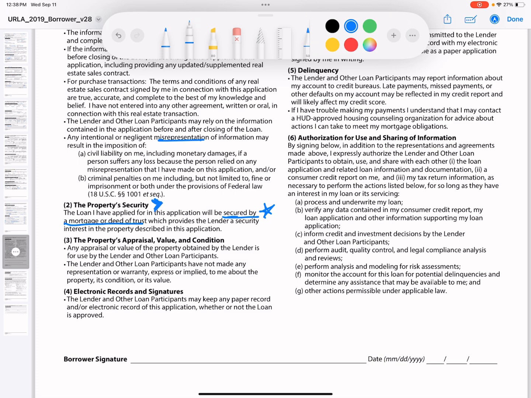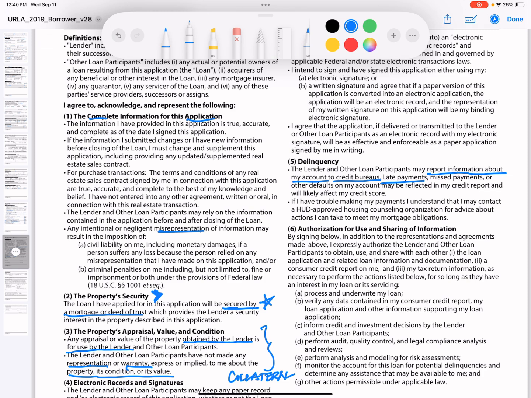The property appraisal value and condition, we talked about this in the 5 C's. Collateral. The collateral is the property. And the appraisal, as I said before, an appraisal or value of the property obtained by the lender is for use by the lender. I said very clearly in the other video that the appraisal is on behalf and for the benefit of the lender. This spells it out right here in the loan application. If you have trouble making your payments, they recommend that you contact a HUD-approved housing counseling organization.